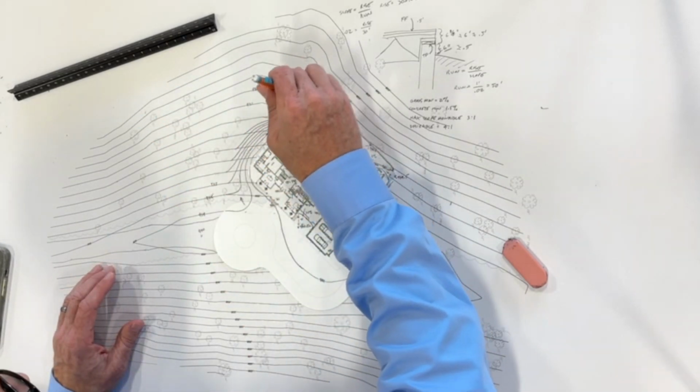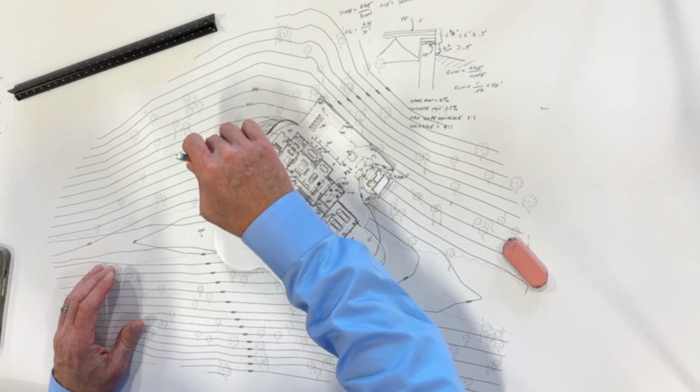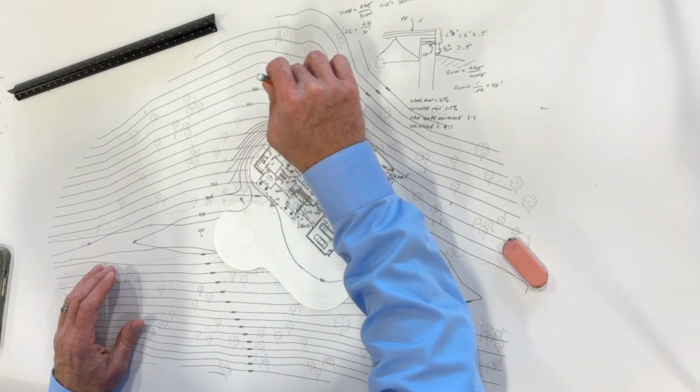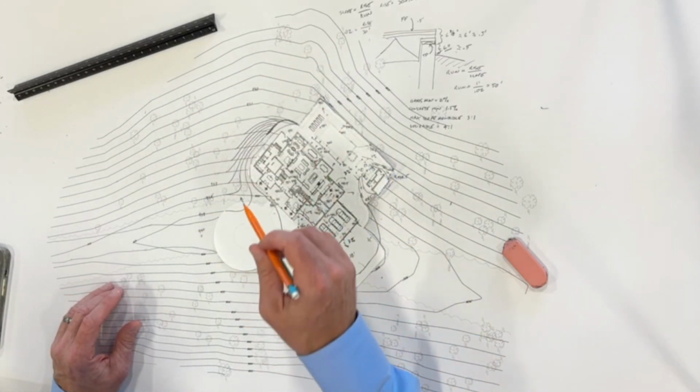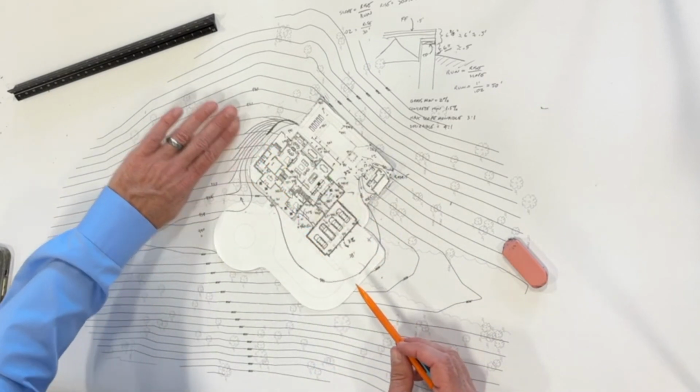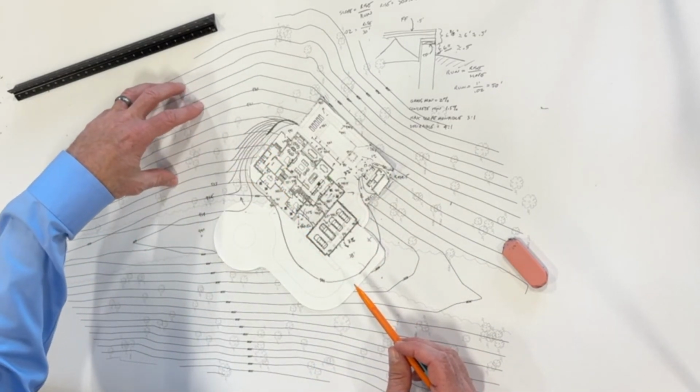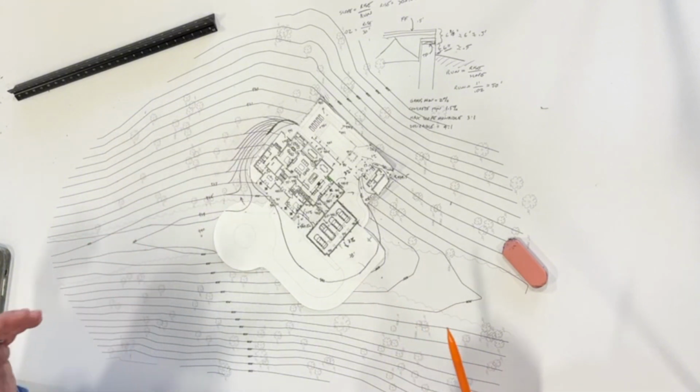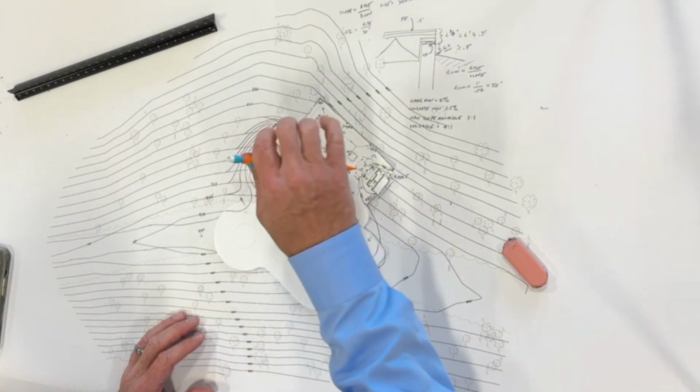But we now saved a whole bunch of trees. 1, 2, 3, 4, 5, 6, 7 trees we just saved because we did not grade it. So again, if the existing contour is there, it means we're not touching the ground. Any of the new contours we have, that means we're touching. So now we got this area to work out.